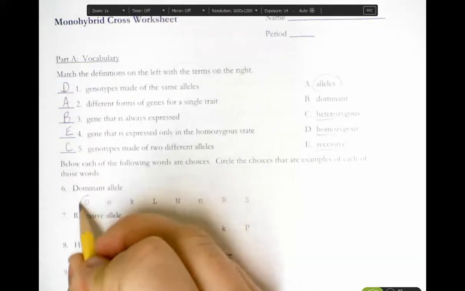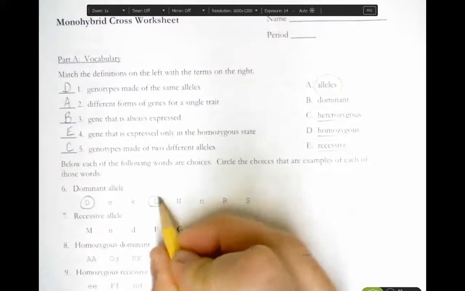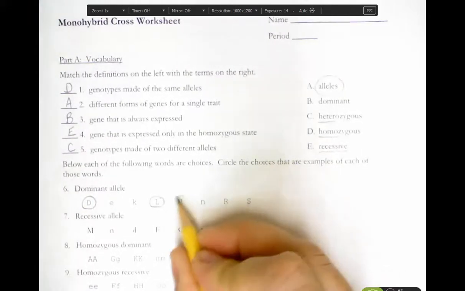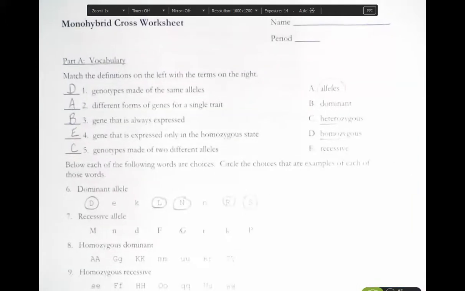We've got a D that is a capital letter. We have an L that is a capital letter. An N, an R, and an S. All of those are dominant alleles. When we code dominant alleles, we always write it in a capital letter.